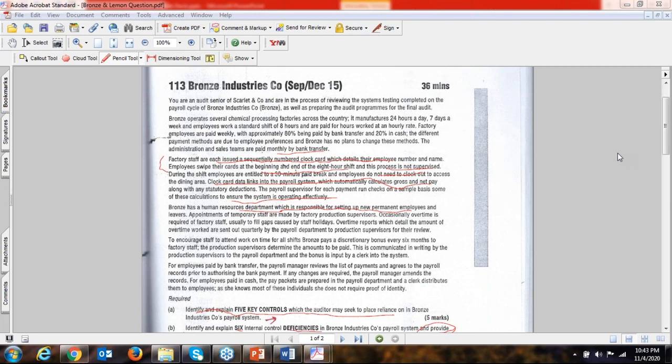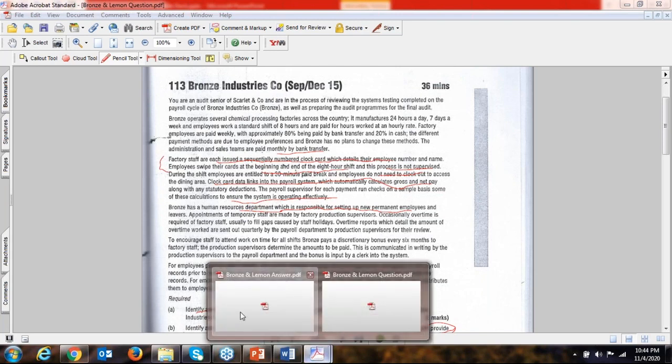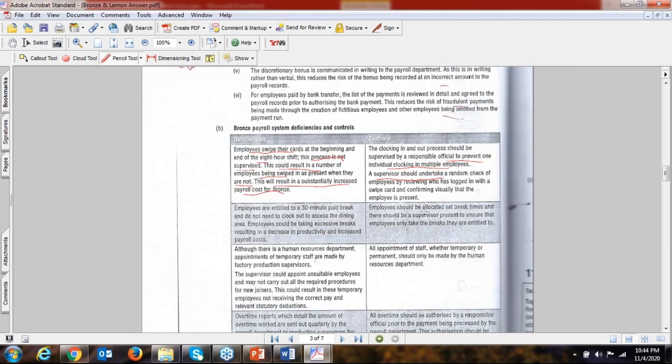So, what would be the recommendation in this part? Employees should be allocated set break times, and there should be a supervisor present to ensure that employees only take the break they are entitled to.